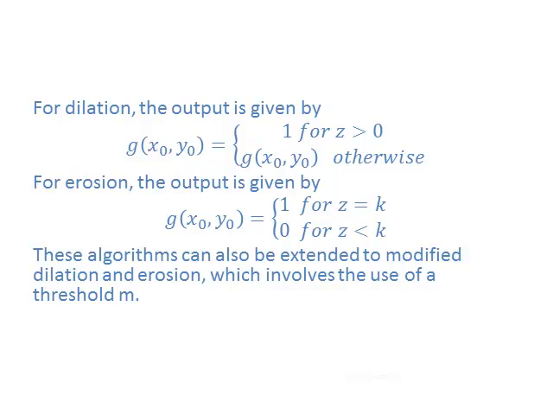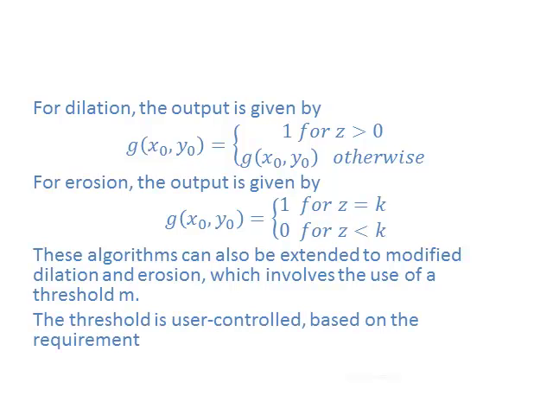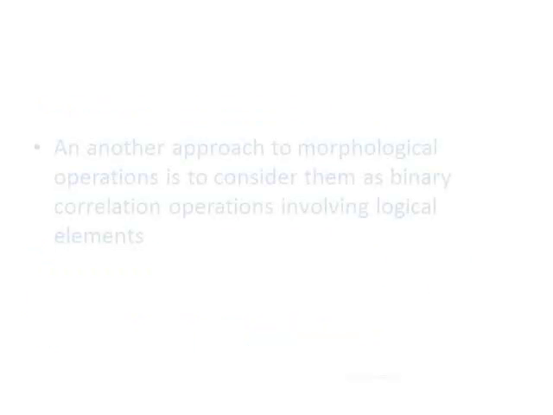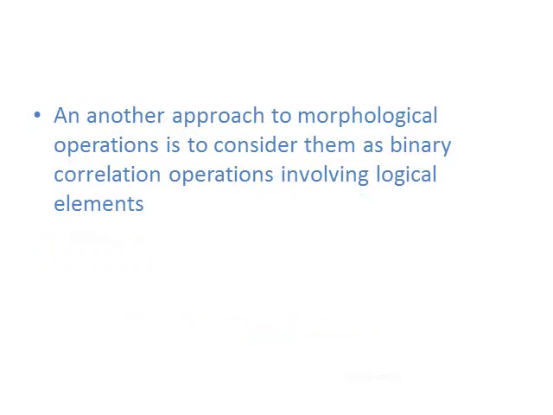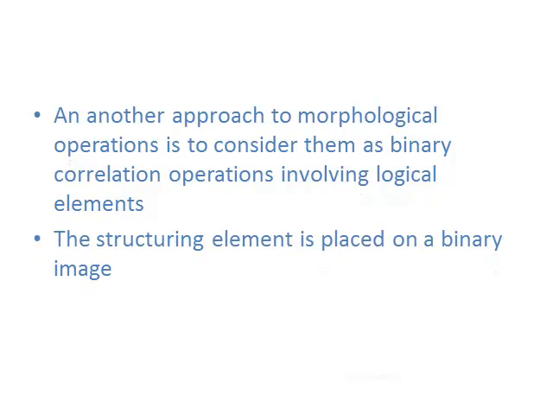These algorithms can also be extended to modify dilation and erosion, which involves the use of a threshold m. The threshold is user controlled based on the requirement. Another approach to morphological operations is to consider them as binary correlation operations involving logical elements. The structuring element is placed on a binary image.